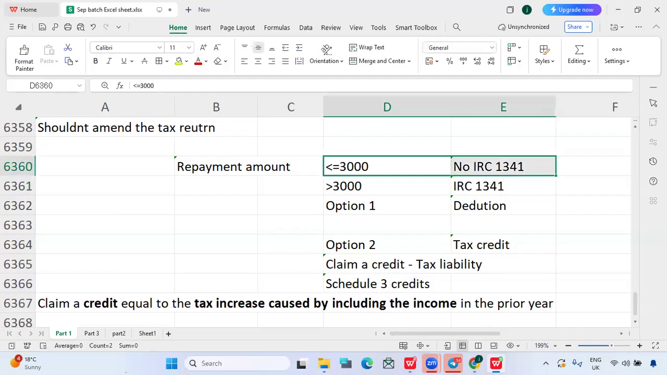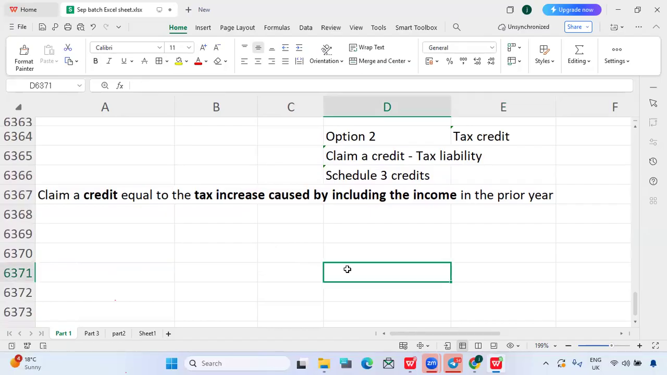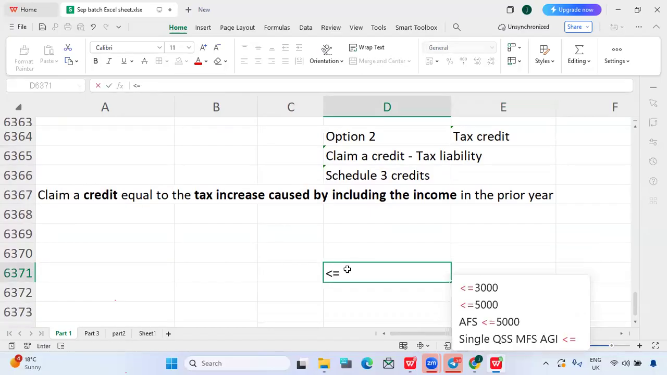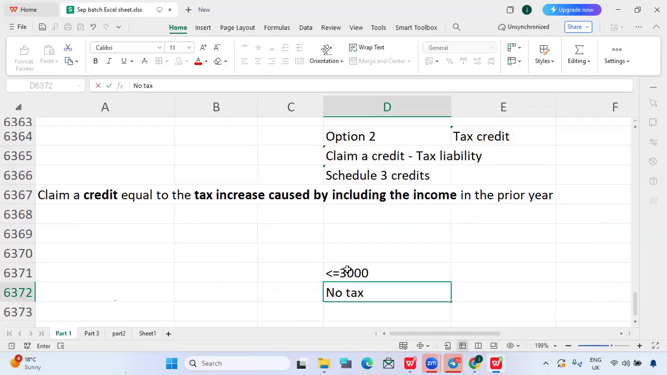So in this case, what are the options available? If the repayment is less than or equal to 3,000, no tax credit. The credit option is available only under section 1341. In the more than 3,000 cases we have seen the credit, right? So here, no tax credit.